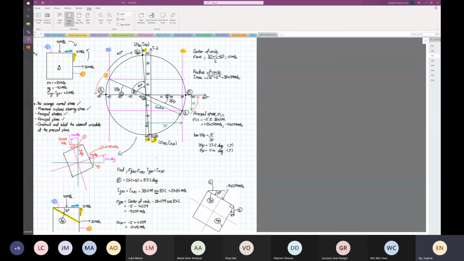Now, I want you to look at the shear. Is the shear of the element going clockwise or anti-clockwise? Can someone tell me? Clockwise or anti-clockwise at Y30? Look at the Mohr circle. What is this direction? Clockwise. It's rotating in the clockwise direction.